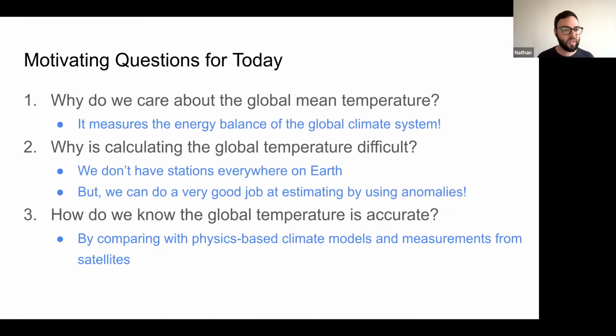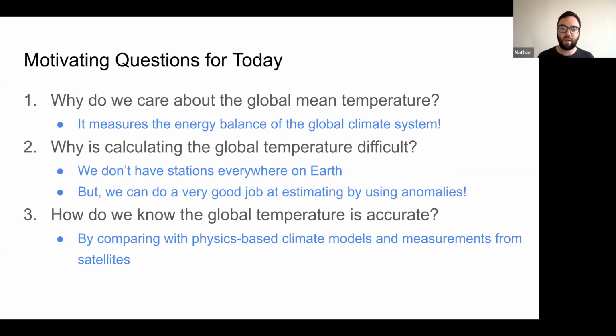And so just as a recap, I have the motivating questions for today and some short answers. So in asking why do we care about the global mean temperature, it's really because it measures the energy balance of the global climate system and allows us to keep tabs on how changes in the atmosphere are changing that energy balance.